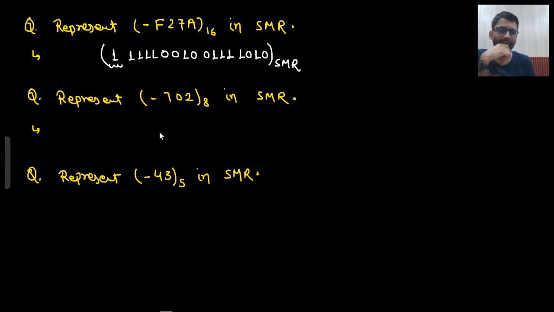What about this one? The minus sign is saying you 1, then 7 in 3 bits, 0 in 3 bits, 2 in 3 bits. That's it. This is signed magnitude representation.